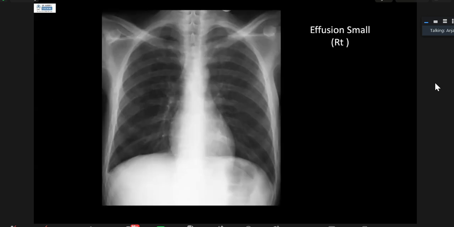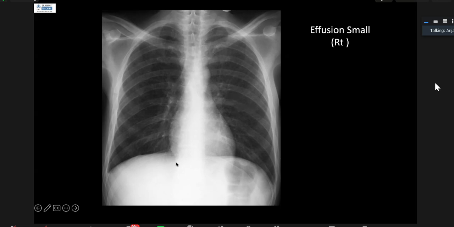Okay, so we're looking at a few examples. Look here, we've got a sharply defined left costophrenic angle. And here we are seeing blunting or obscuration of the right costophrenic angle. So there's a small effusion.